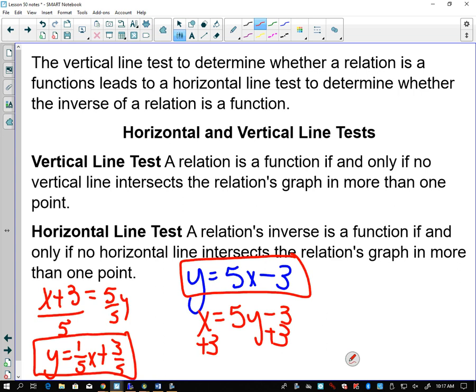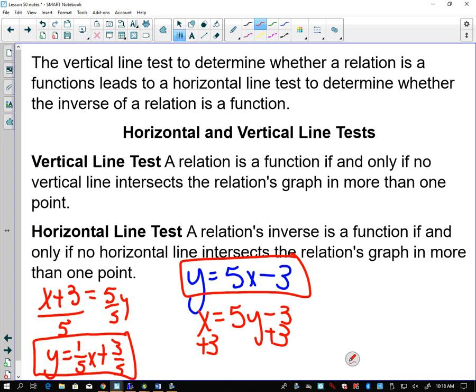All right, let's take a step and look at what we have here. We'll leave this for now. So the vertical line test to determine whether a relation is a function leads to a horizontal line test to determine whether the inverse of a relation is a function. Okay, so just because we have an equation, whenever we go to graph it, we see that it's a function, doesn't mean that its inverse will be. But I also don't test the inverse using the vertical line test. I test the inverse function using the horizontal line test. Now the rule is still the same.